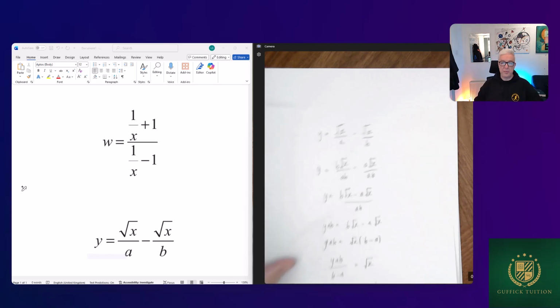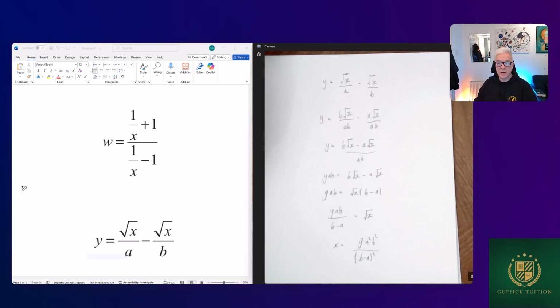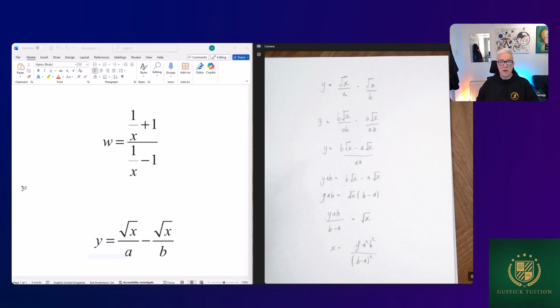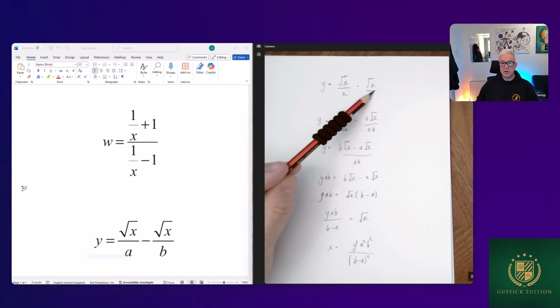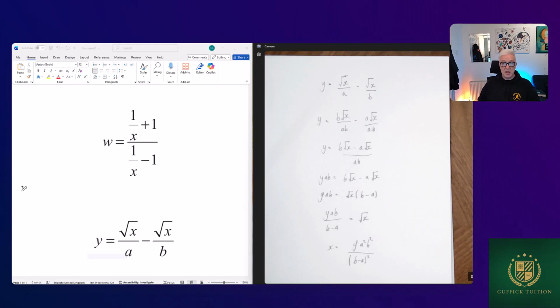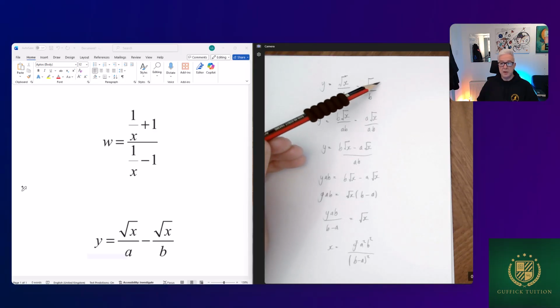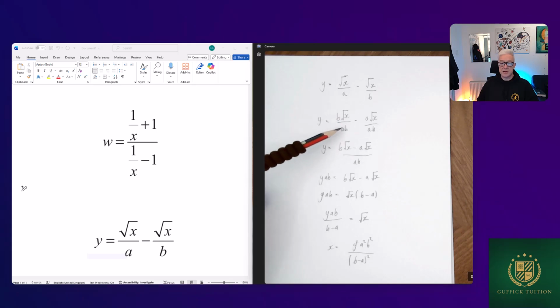Now this second one I've picked as well because it also encapsulates another key idea, which is how do you deal with things when you've got two separate fractions and you're trying to rearrange? Well, very often when you've got two separate fractions, one of the things that really helps is to get the whole thing over one common denominator. Okay, so in this case, I'm going to multiply the numerator and denominator of this one by b, the numerator and denominator of this one by a. There we go, b root x over ab minus a root x over ab.